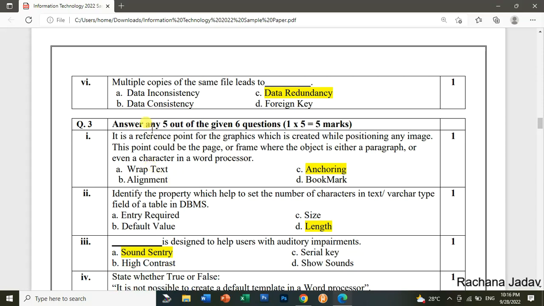Next is about answer any 5 out of the given 6. So here any 5 you have to give. It is a reference point for the graphics which is created while positioning any image. This point could be the page or frame where the object is either a paragraph or even a character in a word processor. That is known as anchoring. Okay, so if you give a reference point, that is also known as anchoring over here.